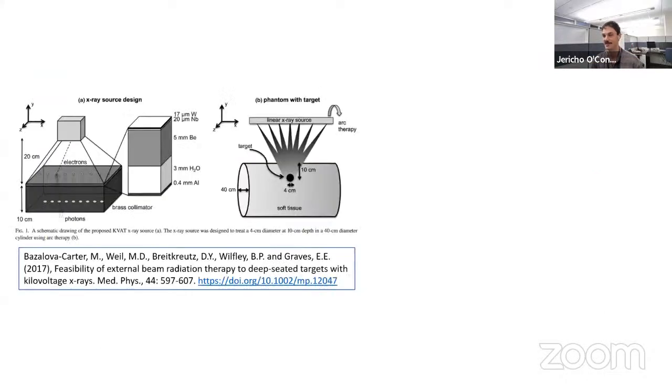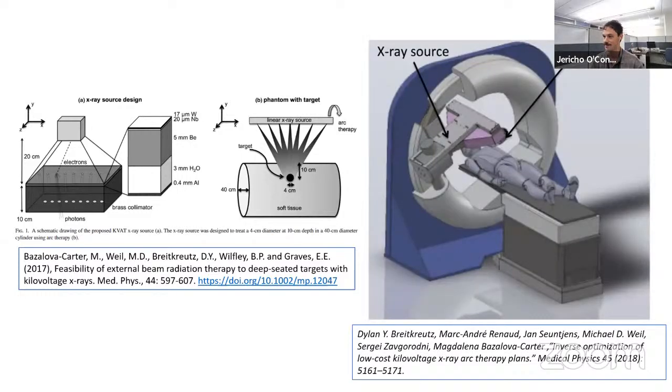So the initial idea for this machine was to have a scanning electron source that hit a number of different targets in the treatment head, and in this way you'd have this converging beam, and this overcomes the big problem with treating with kilovoltage beams, because I didn't say, but we're looking at treating with kilovoltage because it's lower cost. So there was a lot of work that went into this design between Magdalena and Dylan Brakritz, who's in Toronto now, and it was done in collaboration with Marc-Andre Renaud and Jan Sundtjens, who were at McGill at the time, so a bit of a McGill connection.